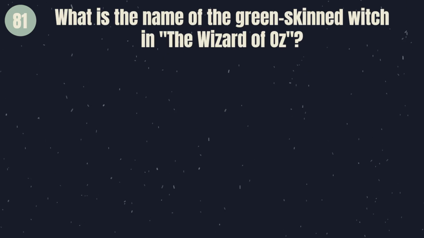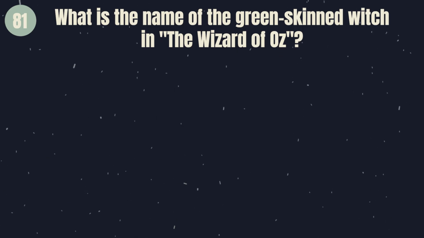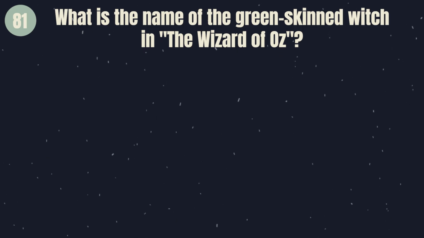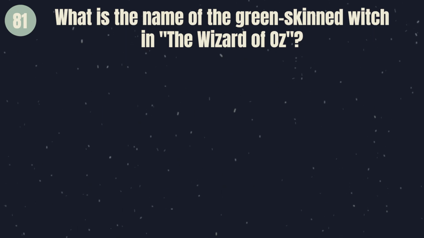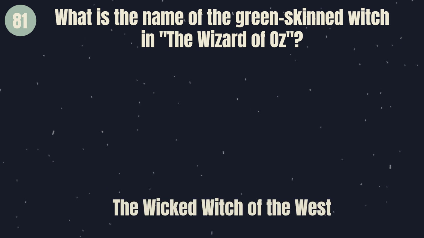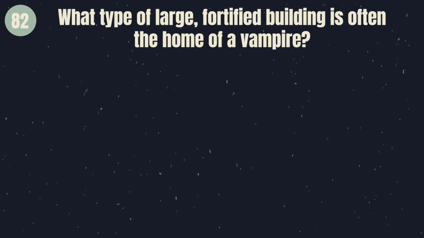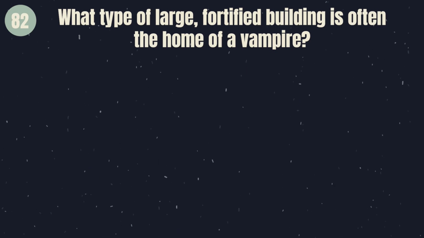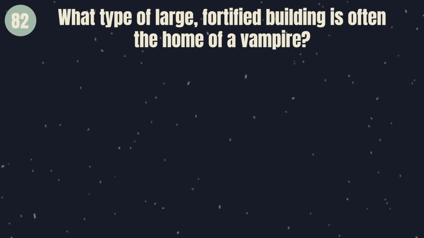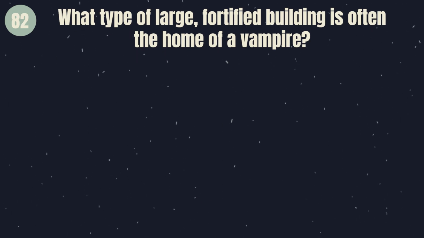What is the name of the green-skinned witch in The Wizard of Oz? The Wicked Witch of the West? What type of large, fortified building is often the home of a vampire? A castle.